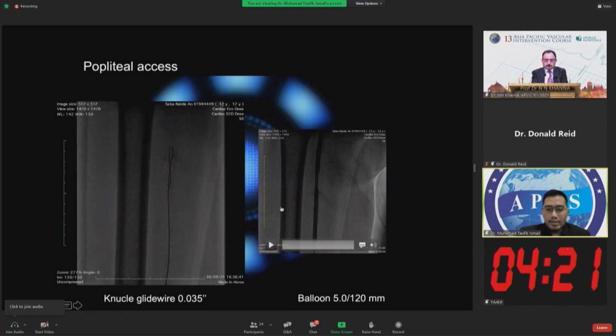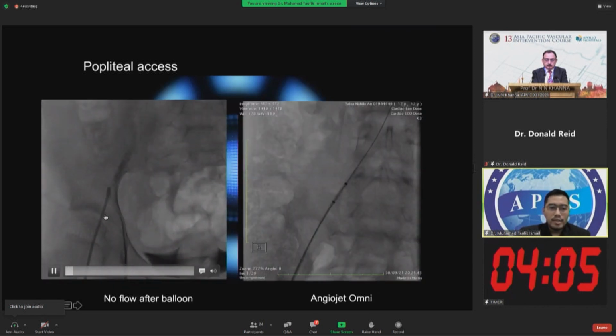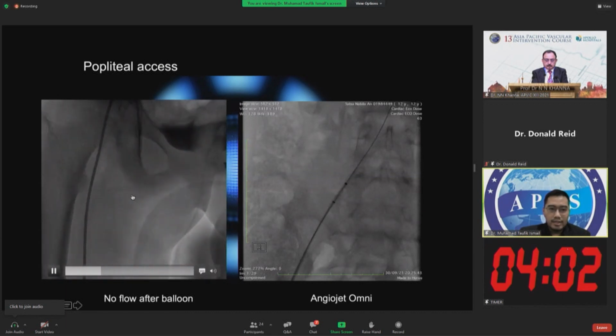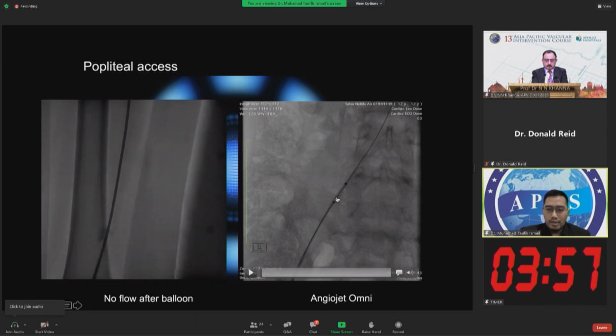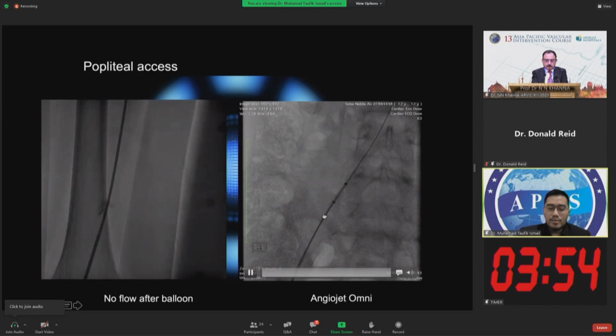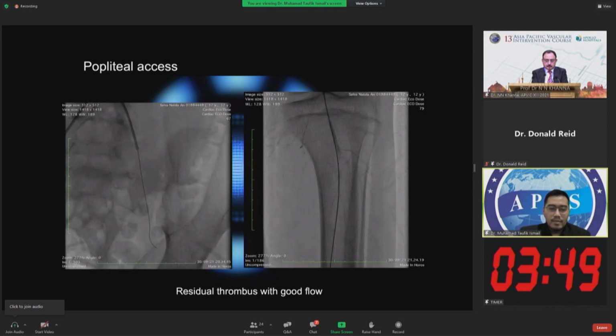Then we decided to perform balloon dilatation with a 120 millimeter balloon, drawing from distal to proximal SFA. After balloon dilatation, I still could not see the distal flow of the artery. That is why we performed AngioJet using the Omni catheter several times. And then I turned the patient back to the supine position.